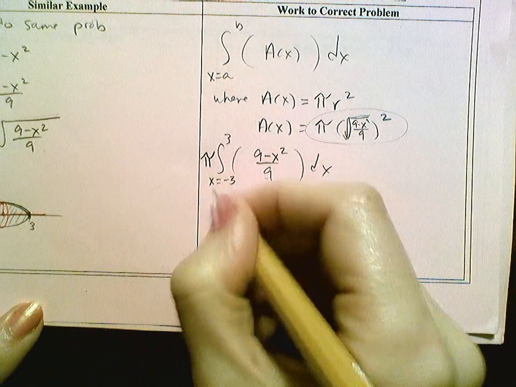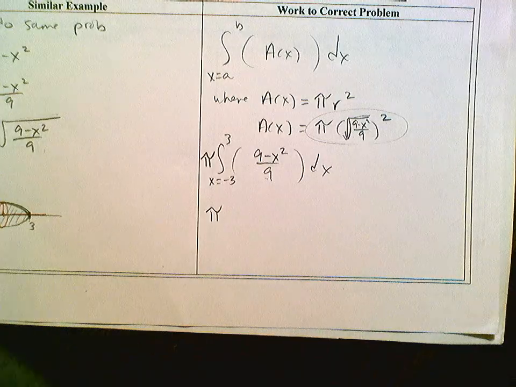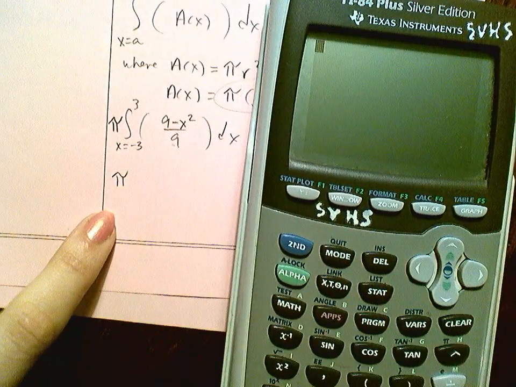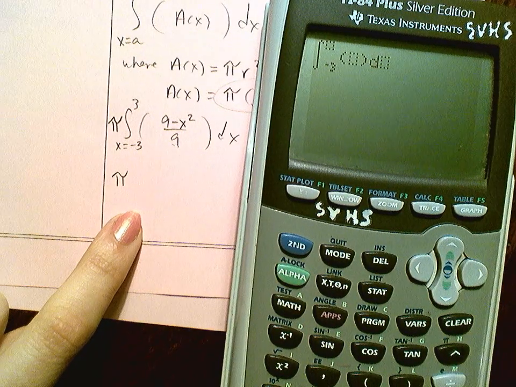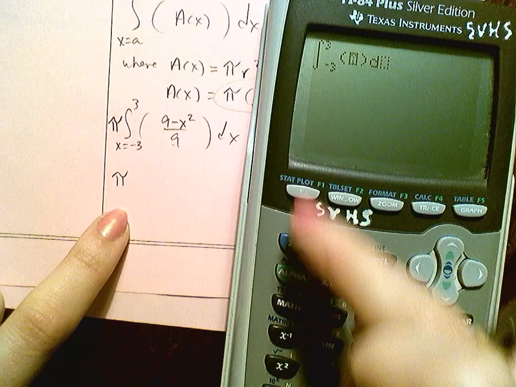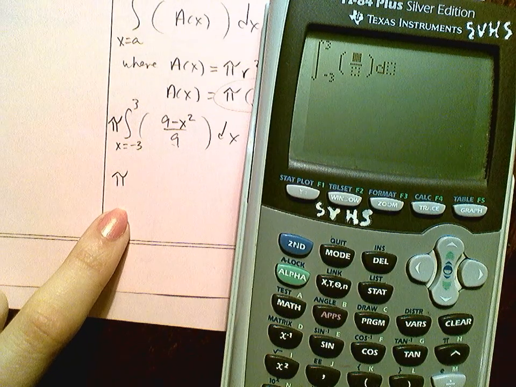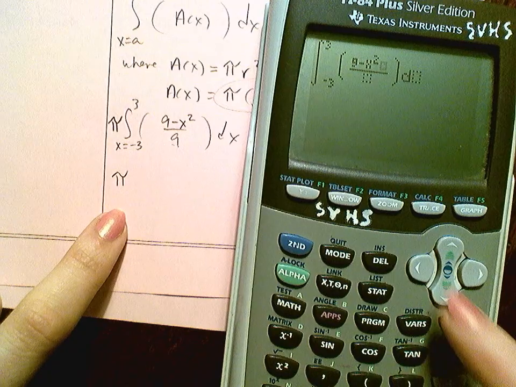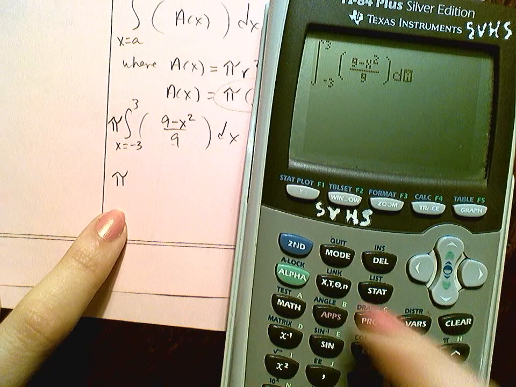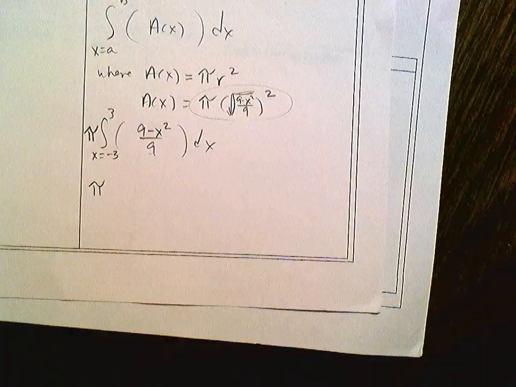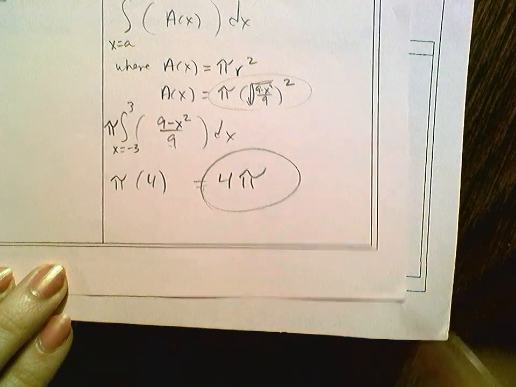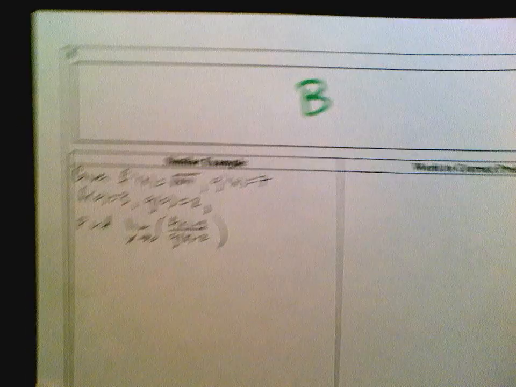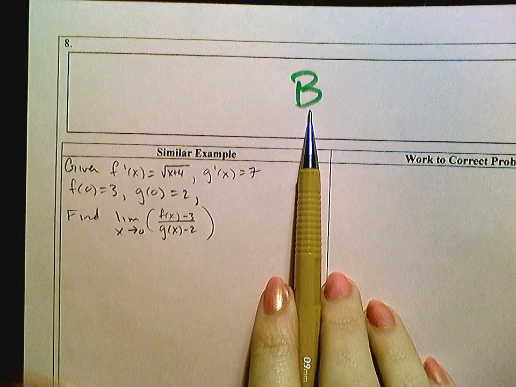Okay? So the pi can just come down, and then in your calculator you go math 9 for the rest of it. Okay, alpha y equals 9 minus x squared over 9. And you get 4. Okay, so which is 4 pi, which is choice B. Okay, now this one, number 8, the answer is B.